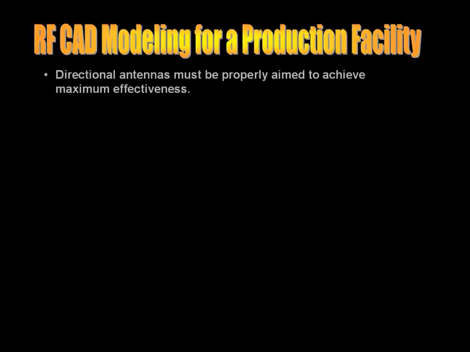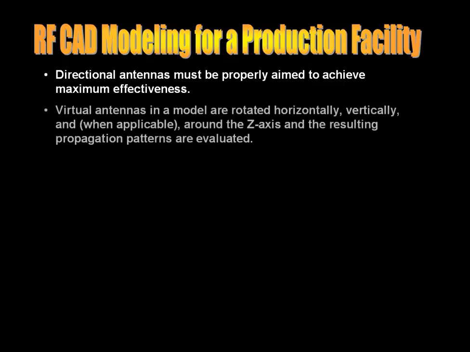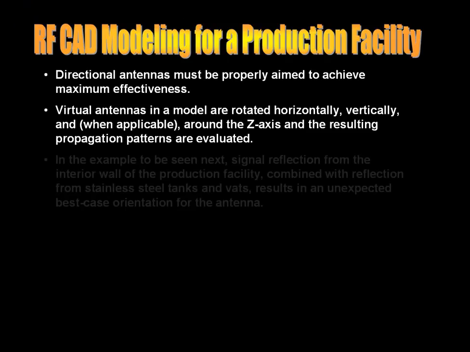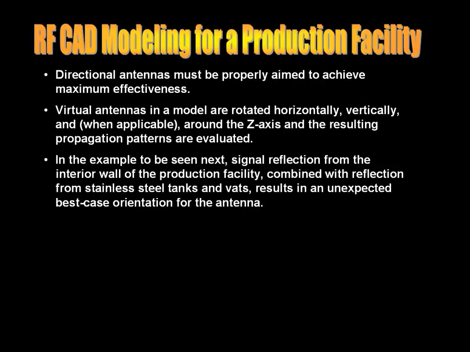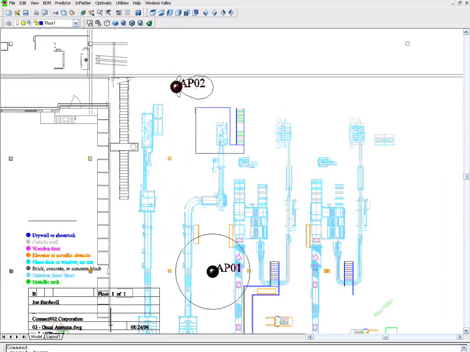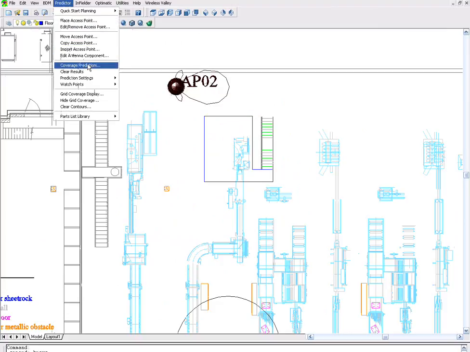When considering the use of directional antennas in a facility, RF predictive CAD modeling and simulation provides an excellent way to test various orientations and down tilt on the antenna to see what the predicted coverage patterns are going to be. In the example that we'll look at, the unexpected reflection characteristics from the walls and the stainless steel tanks in the environment produce a coverage pattern that was really unanticipated until it was seen in the predictive design.